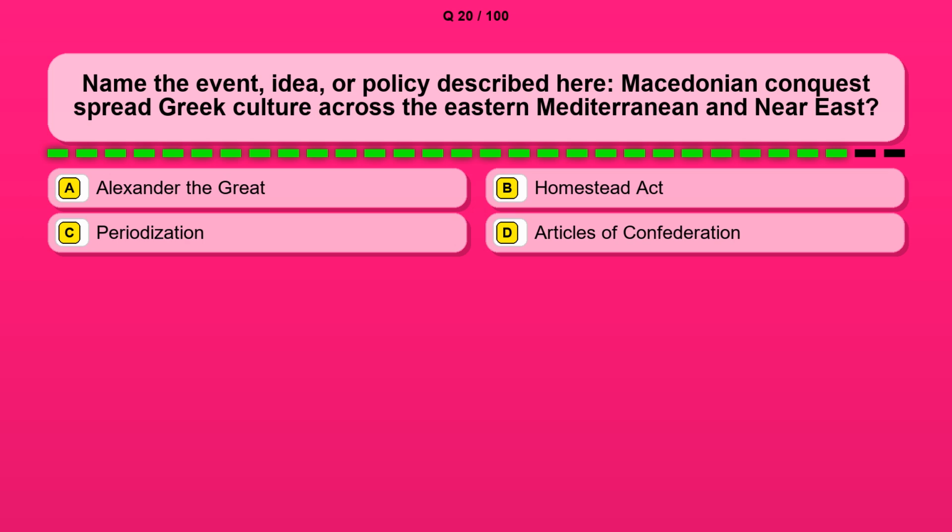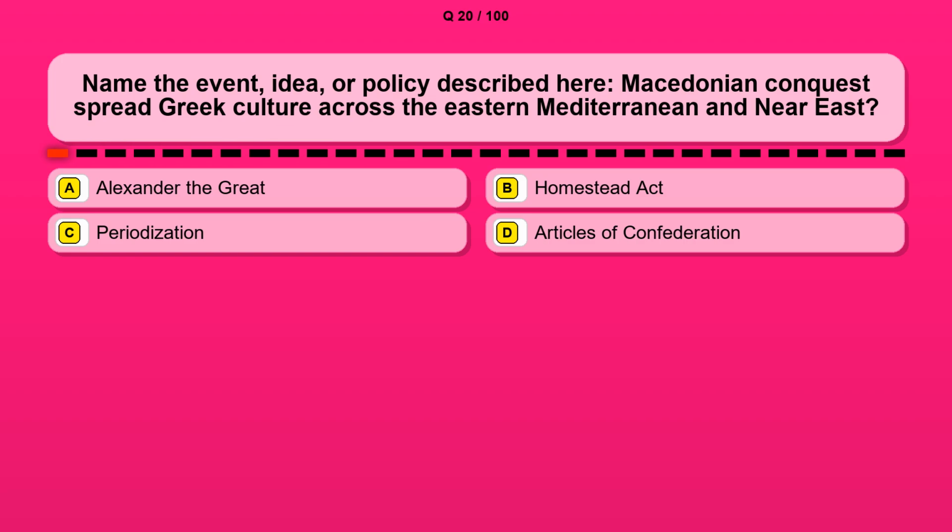Question 20. Name the event, idea, or policy described here. Macedonian conquest spread Greek culture across the eastern Mediterranean and Near East. Option A, Alexander the Great. Option B, Homestead Act. Option C, periodization. Option D, Articles of Confederation.